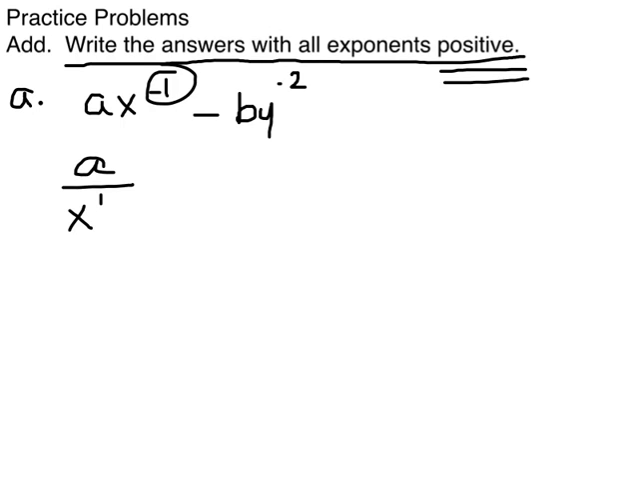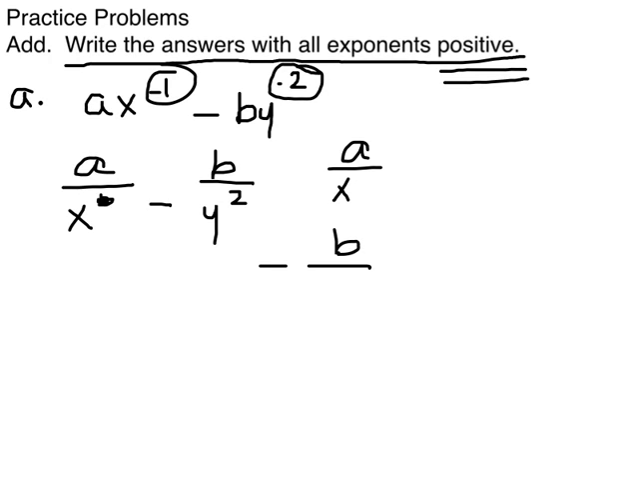And it's a over x to the first power, or just a over x, minus, and here we've got another negative, so we'll put it under the fraction. And then we can add our two fractions. And how do we do that? We get a common denominator. I'm going to just mark out this 1. We're just going to leave it as x and y squared. So a over x minus b over y squared.